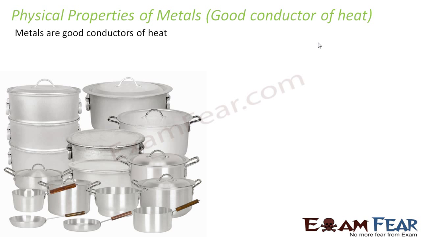Similarly, the next physical property is being a good conductor of heat. Most of the metals are good conductors of heat. If you see these aluminum utensils in the home or steel utensils, I won't use steel now because steel is not a pure metal. Anyway, aluminum utensils or copper utensils, why are they used?